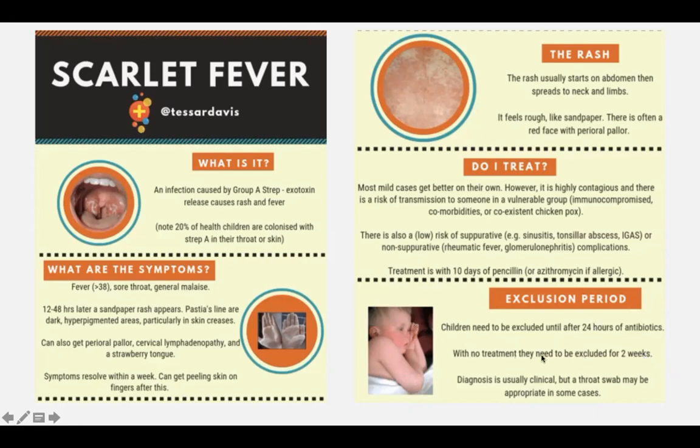With treatment, we have 24 hours of exclusion, and with no treatment, you need to exclude or isolate the child from public areas or schools for 2 weeks, because although symptoms resolve within 1 week, the prodromal or infectious period is still going on. Diagnosis is usually clinical. A throat swab or scraping may be appropriate in some cases.